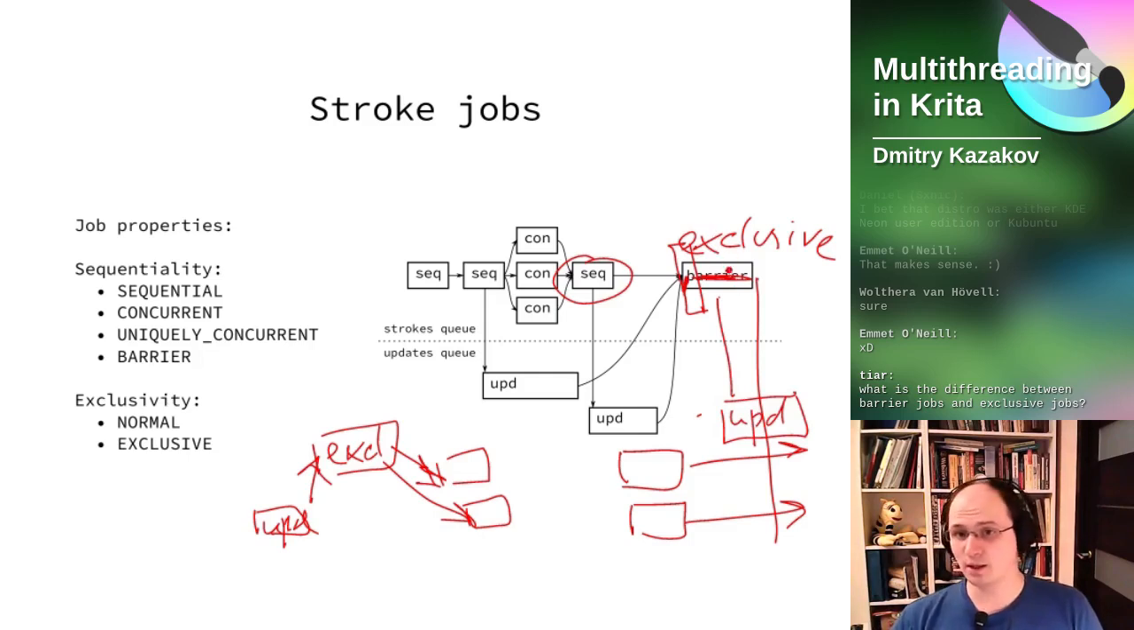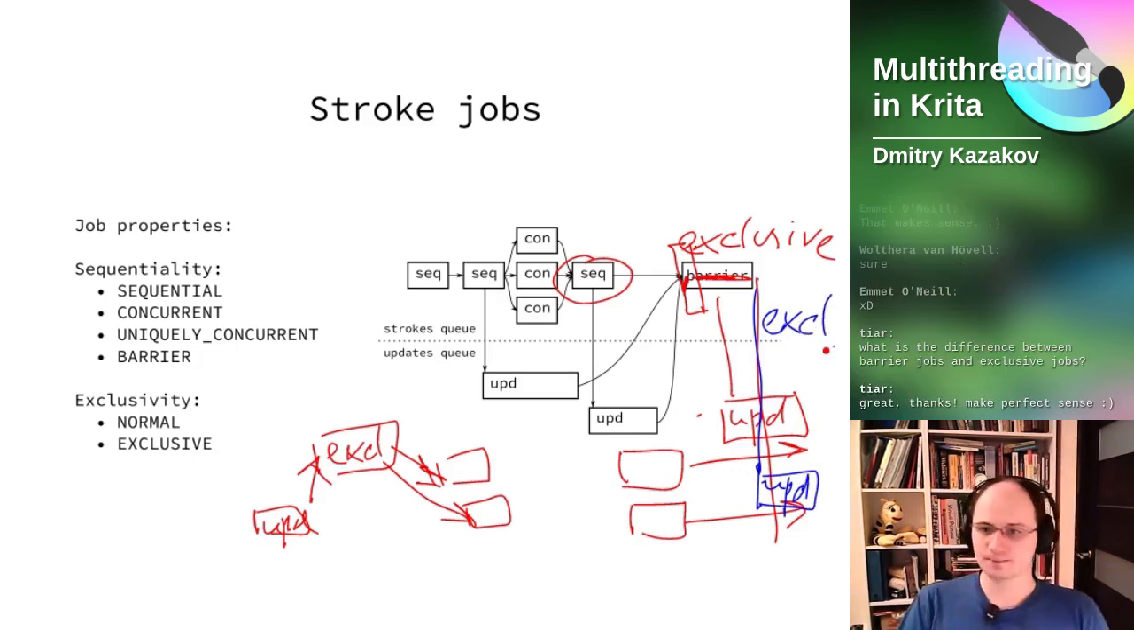And you can also mark this job as barrier and exclusive, then it will wait for all the jobs to complete, and update will be started only after. Update, it's exclusive. So I think that is all I wanted to tell about strokes.